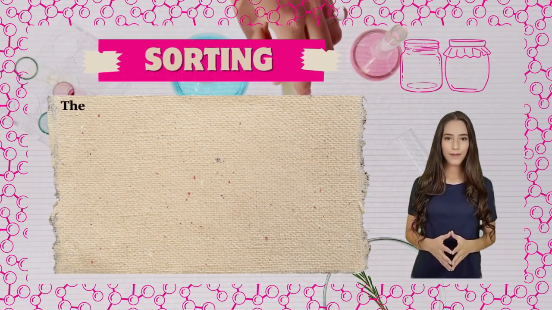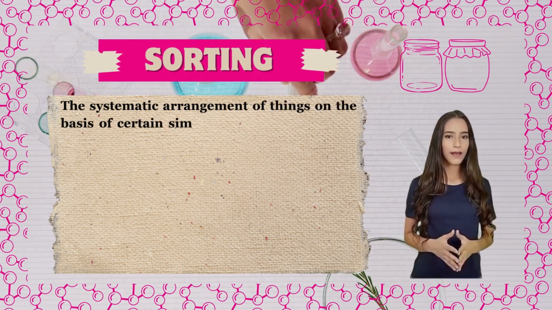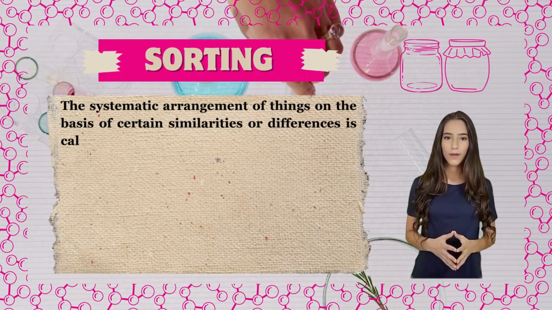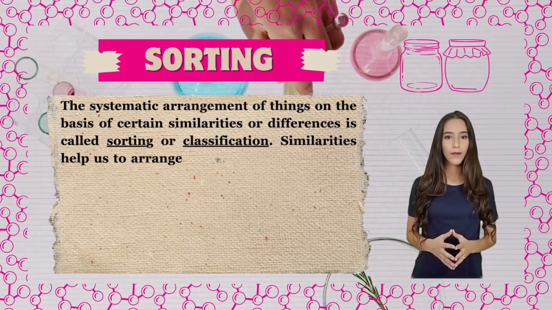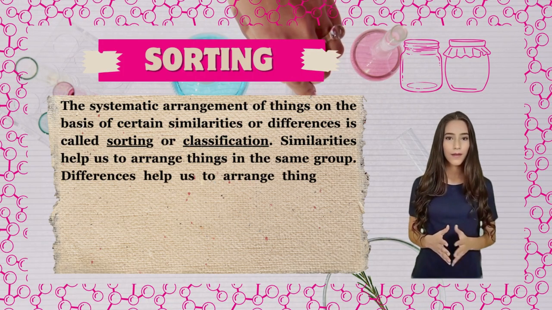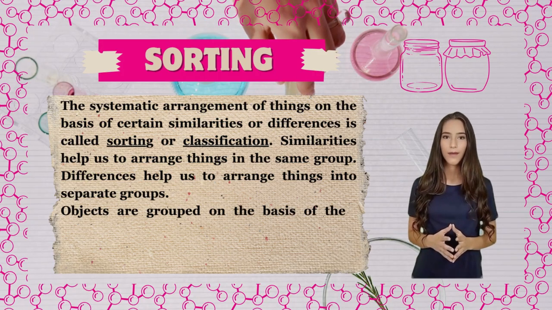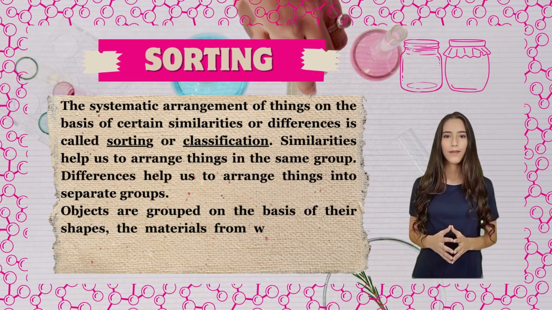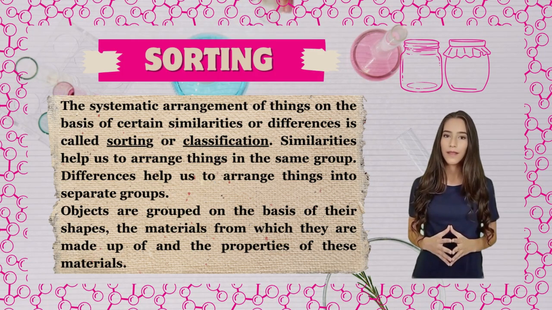Sorting. The systematic arrangement of things on the basis of certain similarities or differences is called sorting or classification. Similarities help us to arrange things in the same group. Differences help us to arrange things into separate groups. Objects are grouped on the basis of their shapes, the materials from which they are made up of, and the properties of these materials.